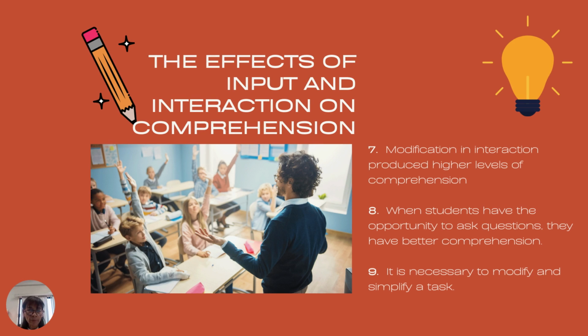The effects of input and interaction on comprehension. Number 7. Modification and interaction produce higher levels of comprehension. For each student to be able to develop a higher level than the current one, it is necessary to give them input which is a bit higher than what they know, so that they can be interested and excited about their new knowledge.